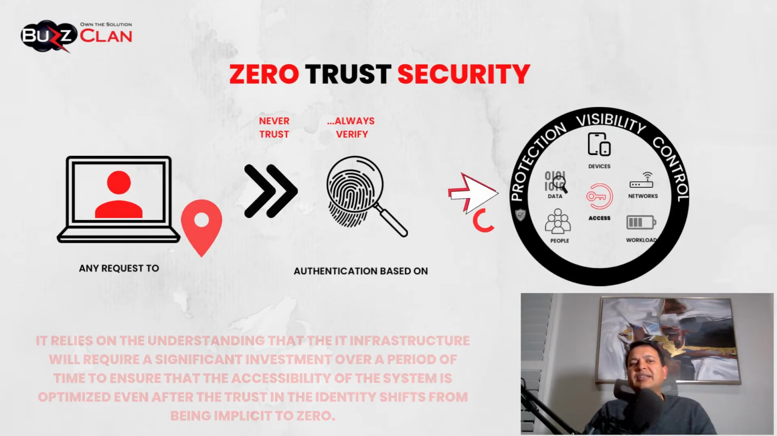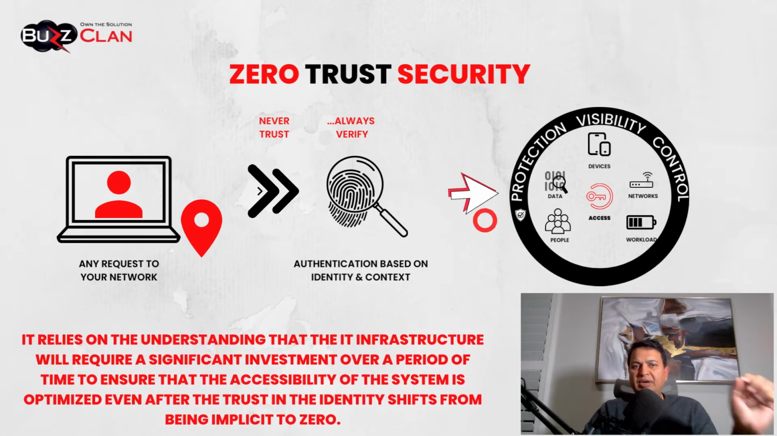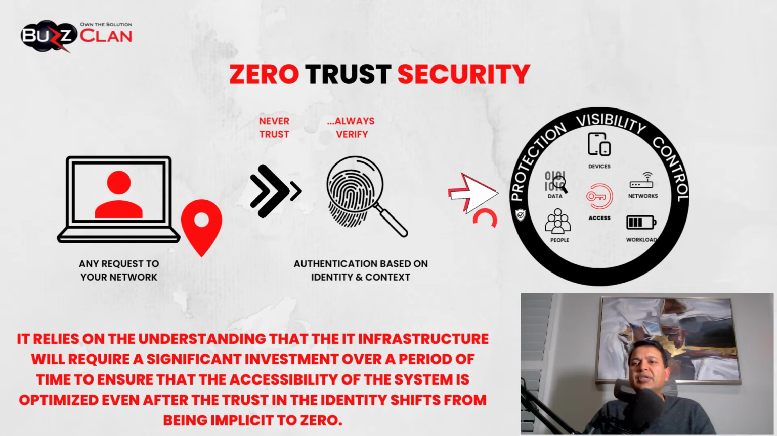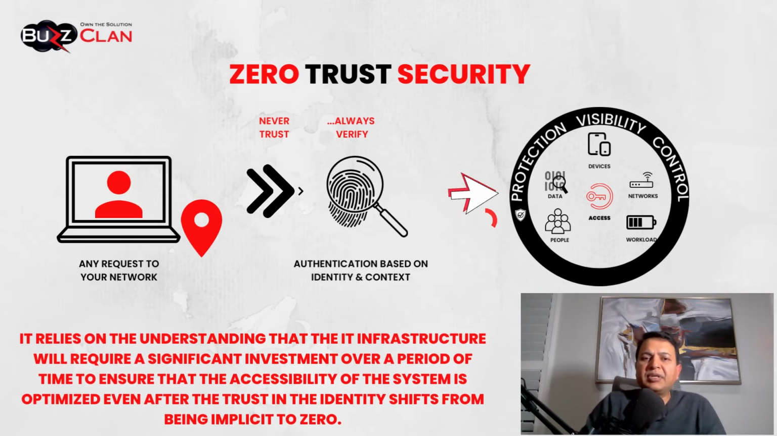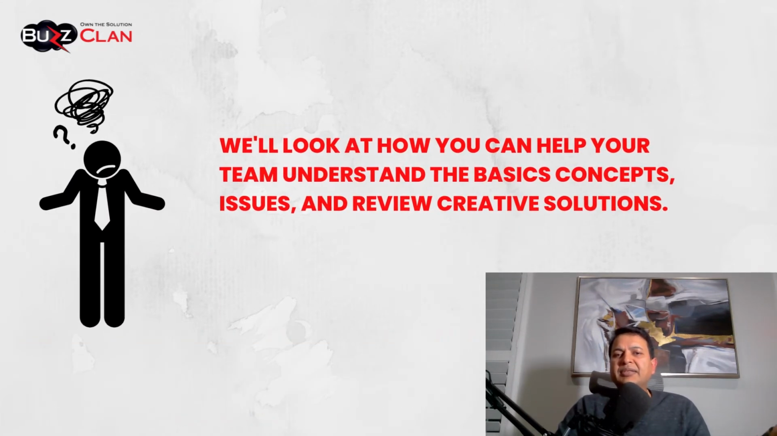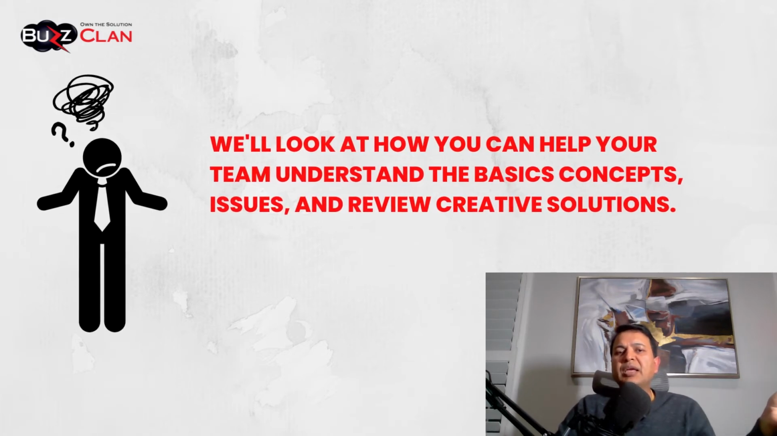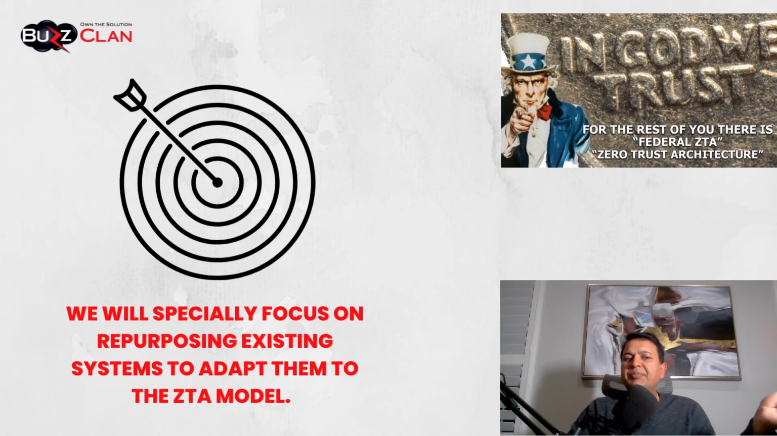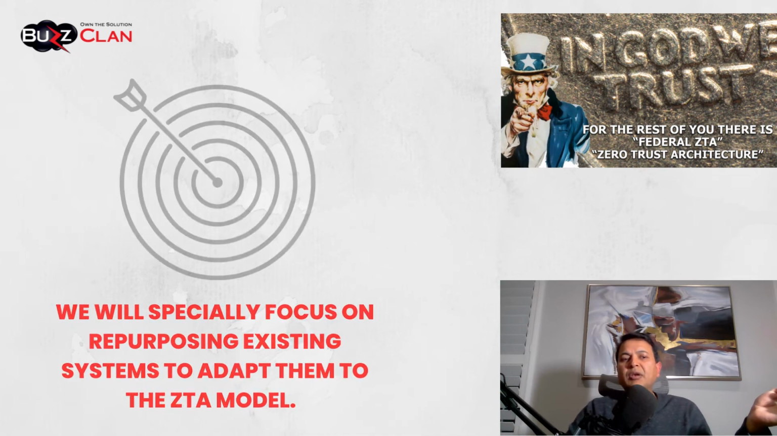It relies on the understanding that the IT infrastructure will require a significant investment over a period of time to ensure that the accessibility arm of the system is optimized, even after the trust in the identity shifts from being implicit to near zero. We'll look at how you can help your team understand the basic concepts, issues, and review creative solutions. We will especially focus on adapting existing systems to the ZTA model.